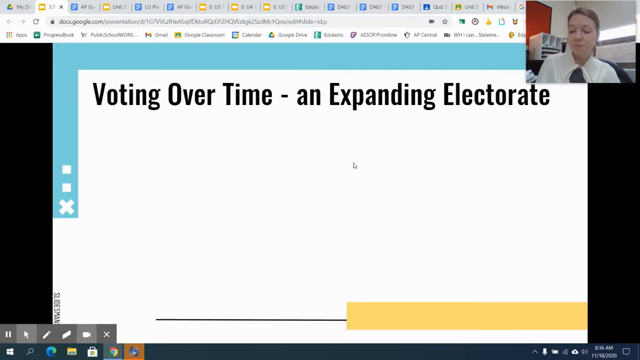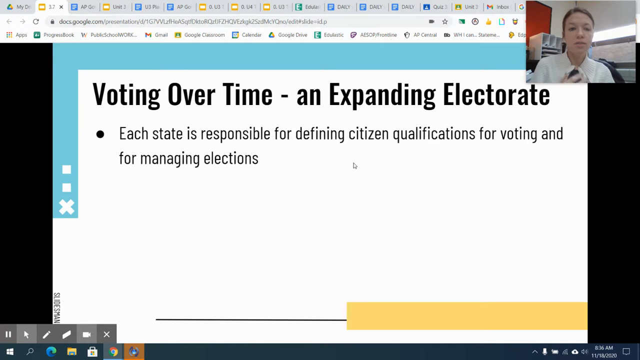So over time, what we need to know is that our electorate, which we'll talk about in a second, has expanded. The number of people that are eligible to vote over time has grown. Now, something to note here, states are the ones responsible for defining citizen qualifications for voting and for managing elections. So this is actually more of a reserved power, if you want to go back to using federalism terminology. Now, states typically did not grant this right to vote equally, and we'll talk about that in a second.